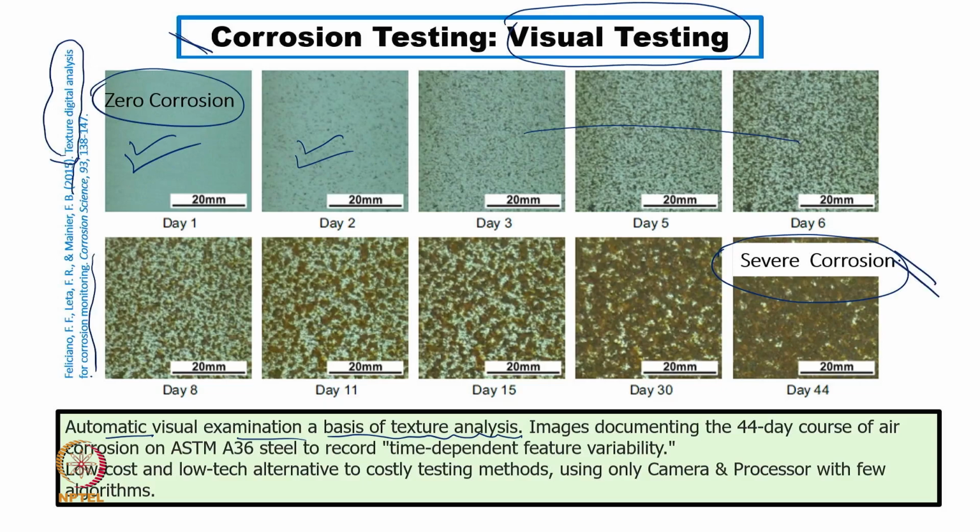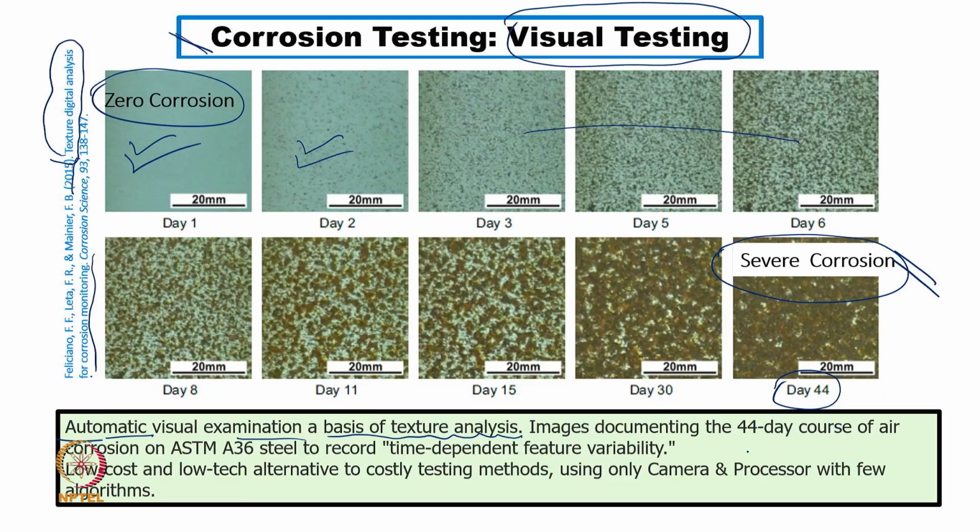So, more and more testing will allow us to understand more, and this has been shown: at day 44 the corrosion is at a severe level. Of course, this kind of data really helps to find out the residual life. Some crack has been initiated, some corrosion is there, and then we can predict the overall life of that system. So, this kind of testing is important. In this case, it is automated visual examination on the basis of texture analysis, and they documented images up to 45 days.